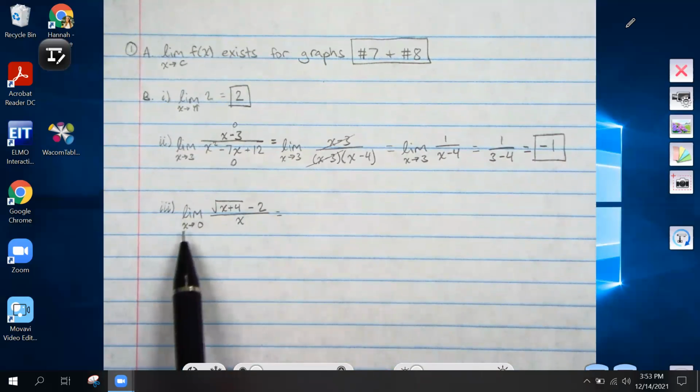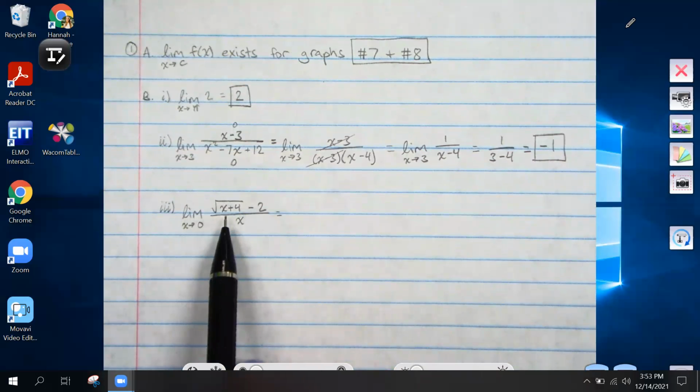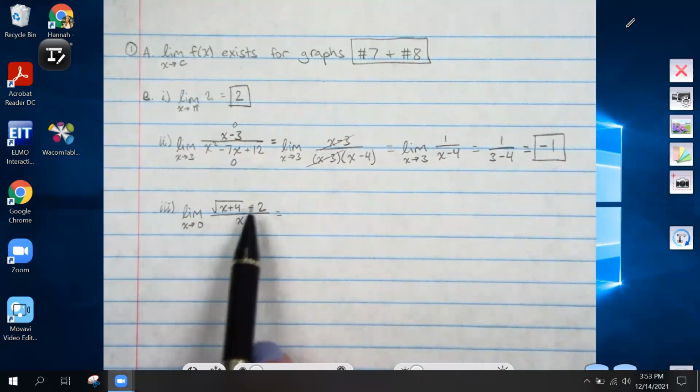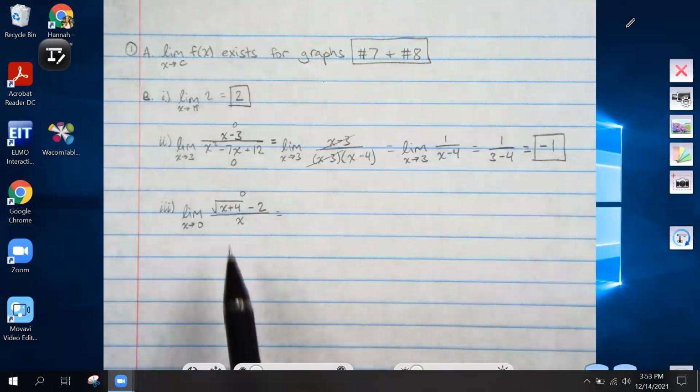And the third one, the limit as x approaches 0 of the square root of x plus 4 minus 2 over x. If we plug in 0, we get the square root of 4, which is 2, minus 2 is 0. X in the denominator would also be 0. So we would get an indeterminate form, which means we need to work harder.